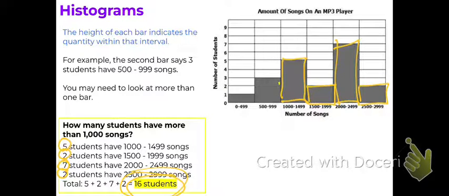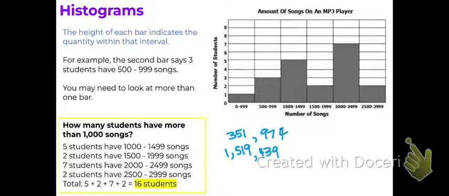If you're given a set of data and asked to create a histogram, you want to sort the data. If they gave us a bunch of numbers, you want to make a list of the different intervals and just count how many of these numbers are between 0 and 499. How many of the numbers are between 500 and 999? That's how tall that bar is going to be.